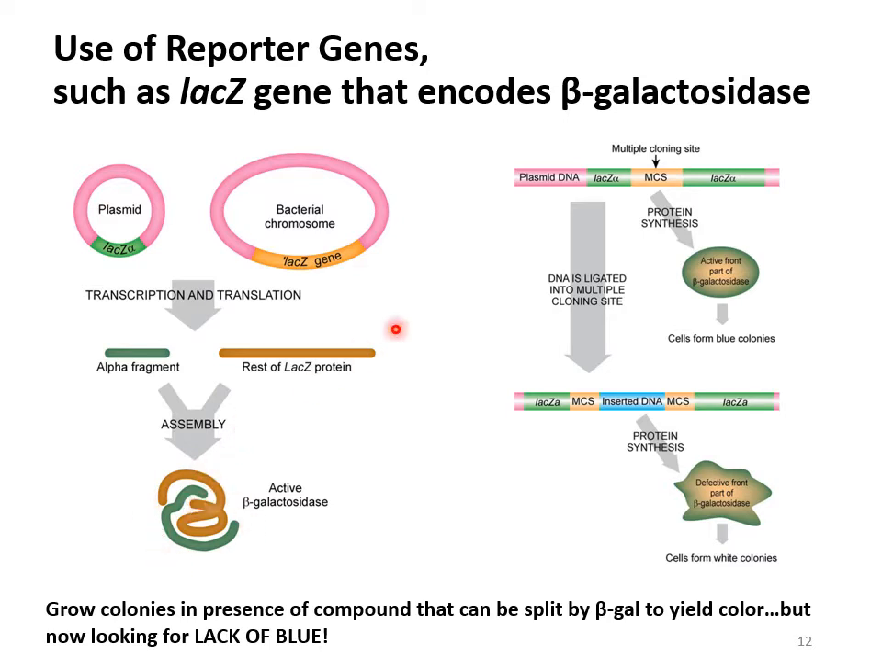If you then insert your gene right smack in the middle of here in the plasmid, well, then you know that was successful when you no longer get beta-galactosidase working and you get the white colonies. Okay, so this we went over in lab as well. So this should be basically a review.